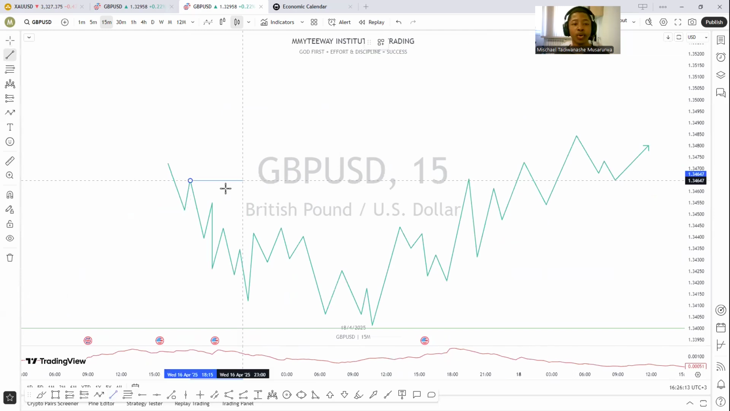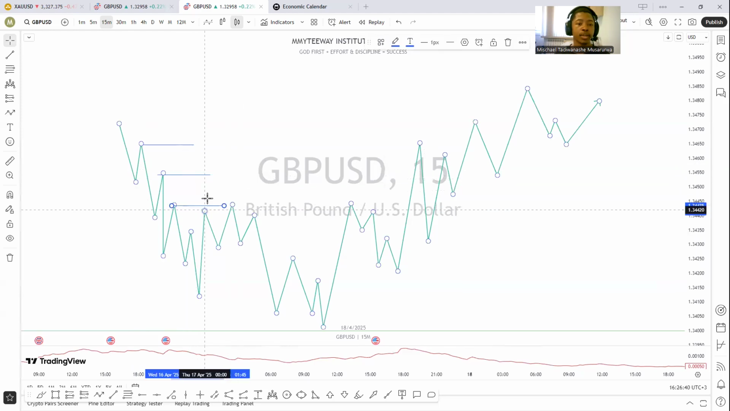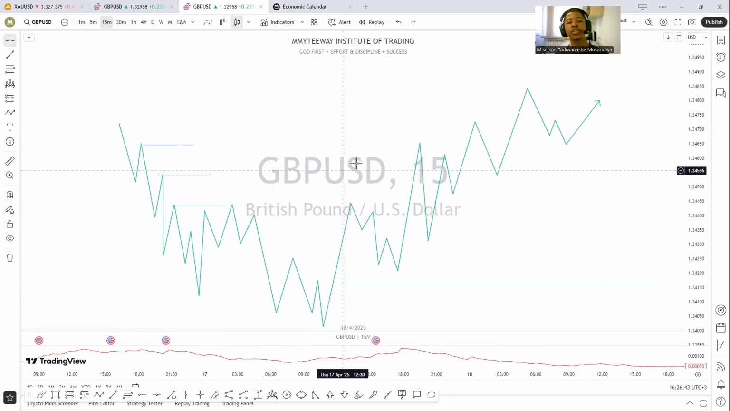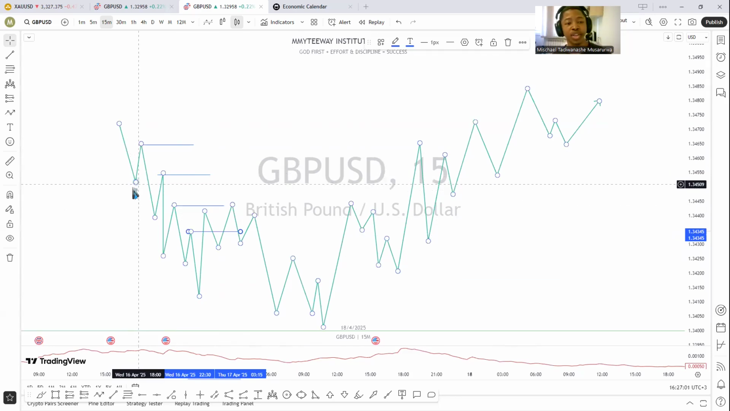We have a lower low, a lower high. A lower high and a lower low. A lower high and a lower low. A lower high and a lower low. You see, this lower high was respected and this one was not. Now you see why I don't care about these lower lows.